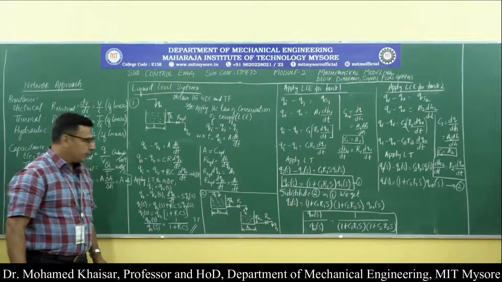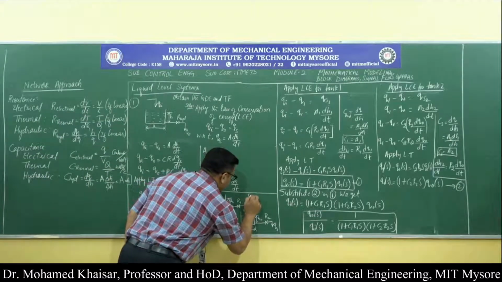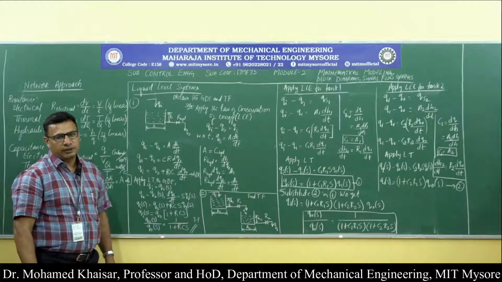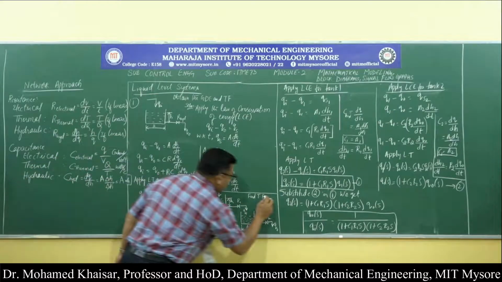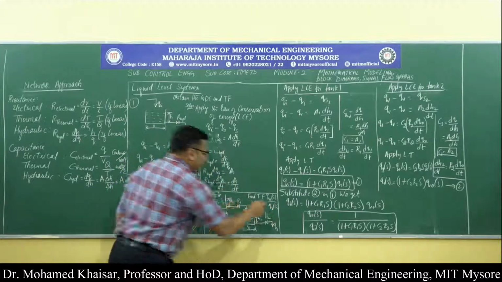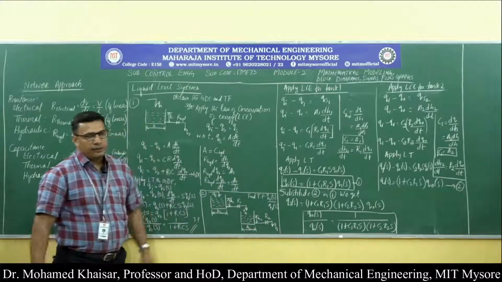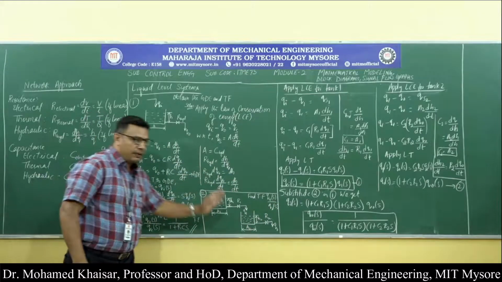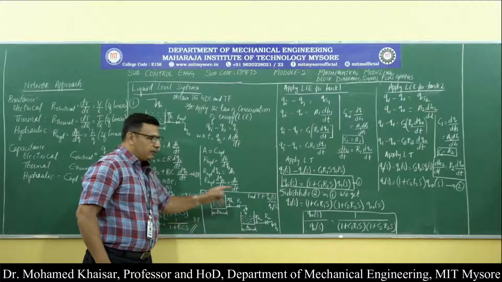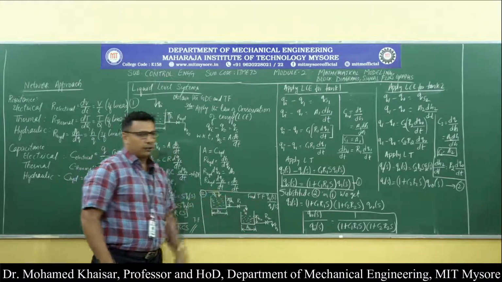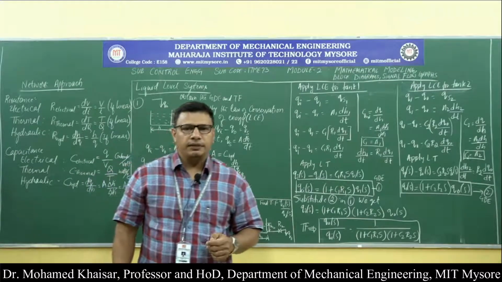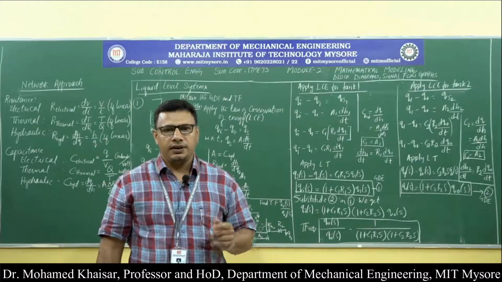This is the problem given. What is supposed to be found out over here? We can simply say: find the transfer function. It can be asked as Q0 by Qi, or even if it is not asked, we can understand that in this particular problem, the transfer function to be found out is Q0 by Qi.